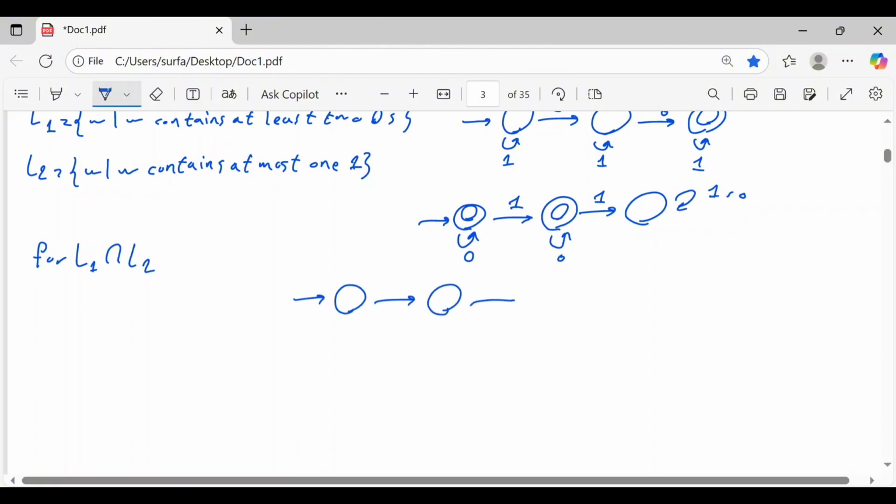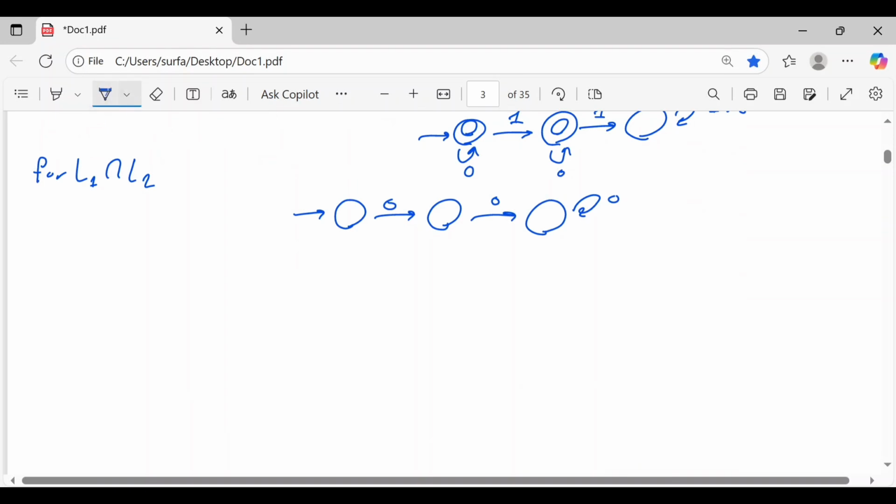Actually, yes, and these arrows are for the number of zeros. We know that anytime we see ones, we will go to our next state somehow. So it will become like this.